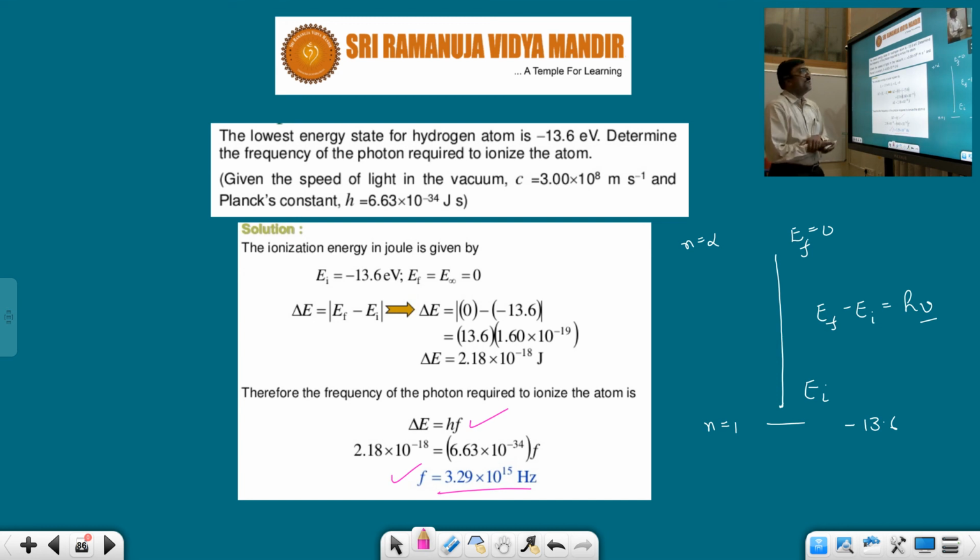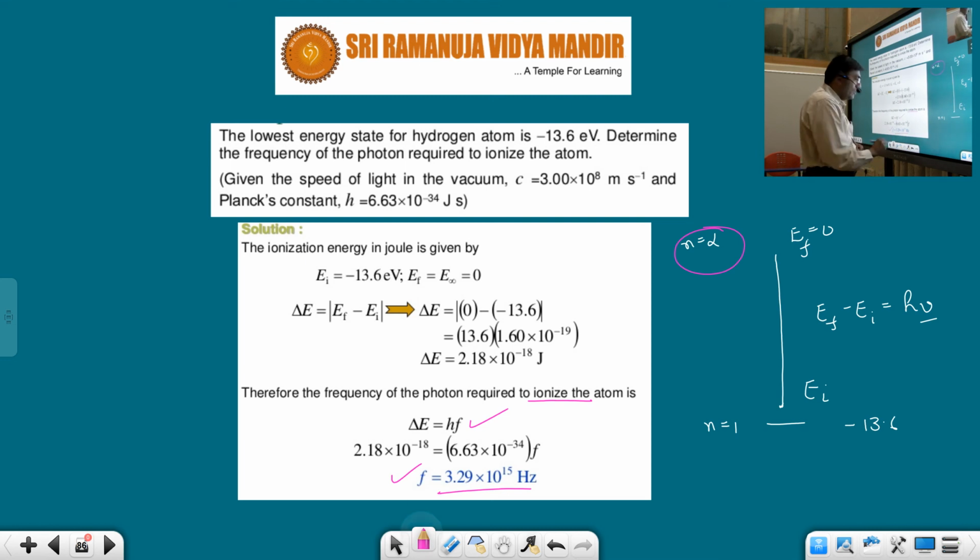Now here, how do you know E final is 0? Very simple. Ionize. What is the meaning of ionize? Ionization energy. What is it? Ionization energy means the amount of energy required to remove an electron from the outermost orbit to infinity. Mind you, students, to infinity. Infinity means what? I hope you understood.